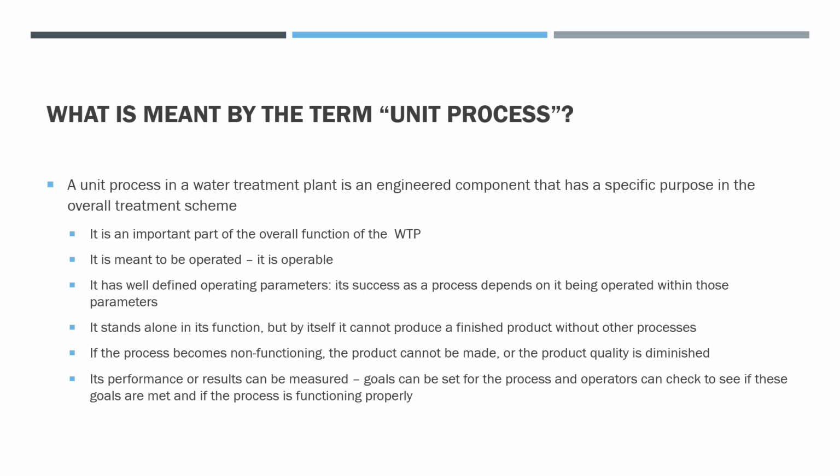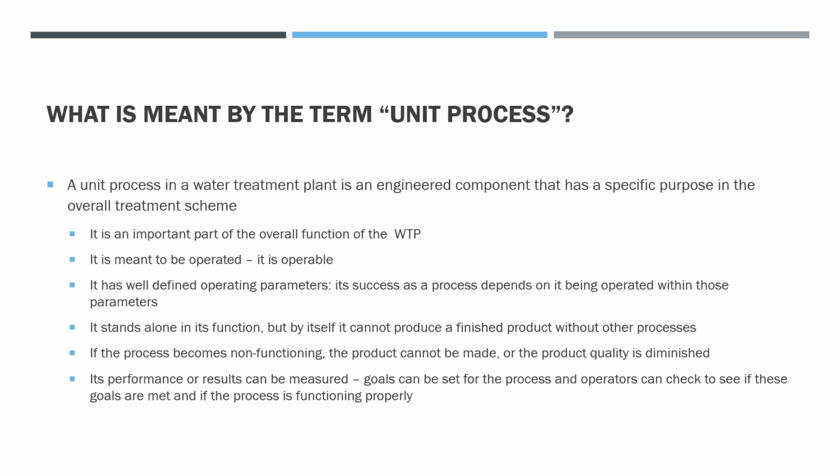An operator is supposed to be able to measure the performance of that particular unit against the design standards. These operating parameters are very well defined. The success of the process depends on that operator being able to understand the parameters and working within them. The unit process stands alone in its function, but by itself, it cannot produce a finished product without the other processes. They all have to work together to make the finished product of drinking water.